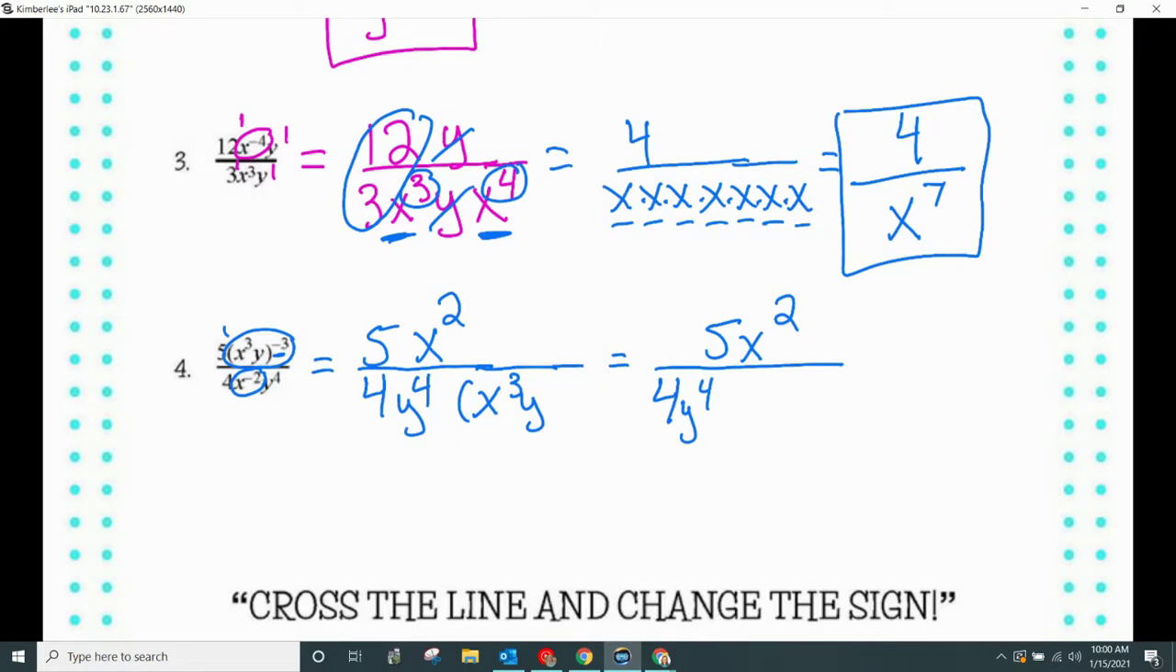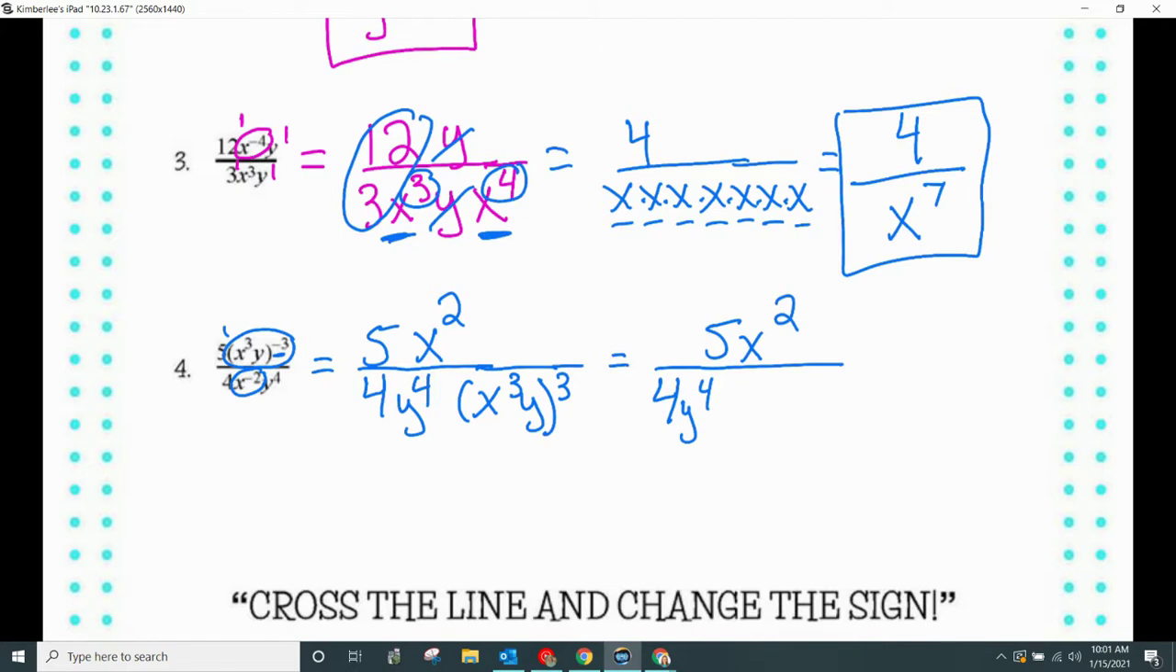Oh my gosh. Look, let me fix that. I crossed the line. Now let me change the sign. That's the most important part. Cross the line, change the sign. Now I'm ready to deal with that. See, I made a mistake. But when you cross the line, be sure and change your signs. It can happen. It's an easy mistake to make.